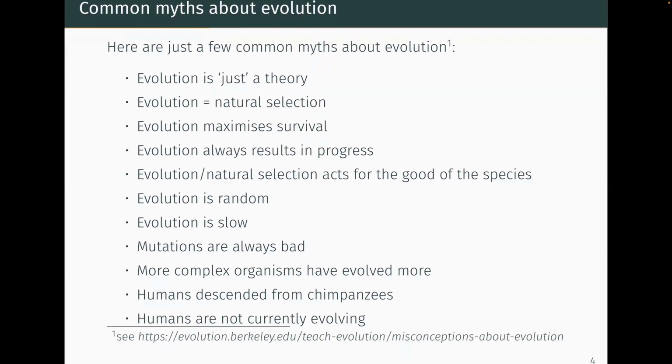Okay, so some common myths about evolution. Evolution is just a theory. Okay, how many of you guys have heard this? Particularly in creationism debates, like evolution is just a theory. Well, so is gravity. Okay, it's a theory in the sense of, maybe we should make this a capital T theory, right? We have a whole host of evidence.